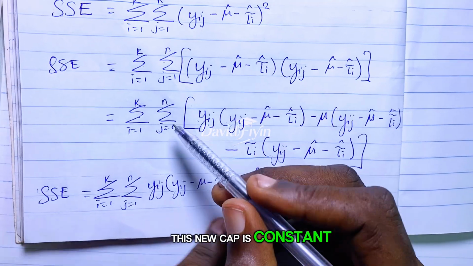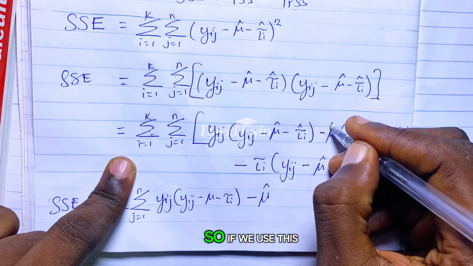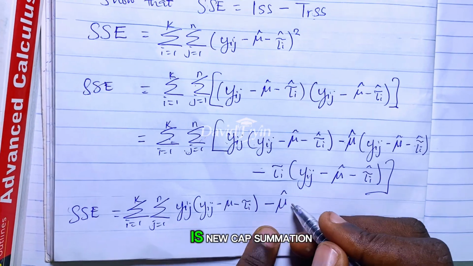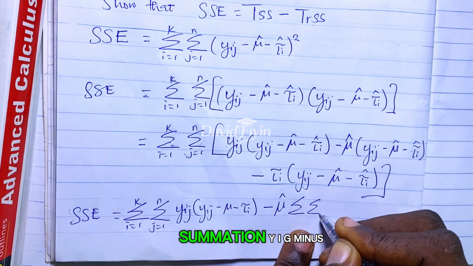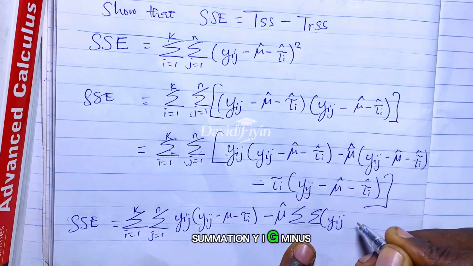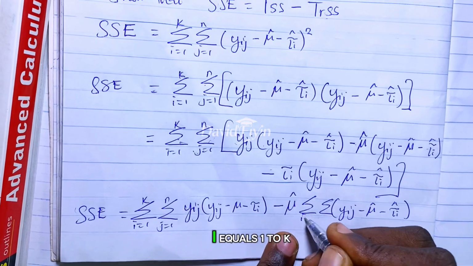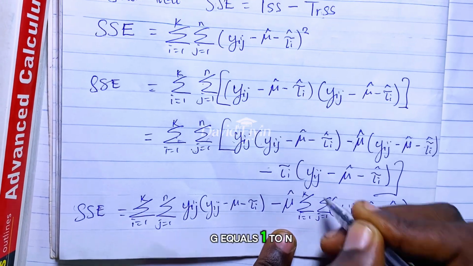This mu cap is constant with respect to these two summations. So if we use this summation to open this bracket and multiply this expression, what we are going to have is mu cap summation of Yij minus mu cap minus tau i cap, where i equals 1 to k, j equals 1 to n.